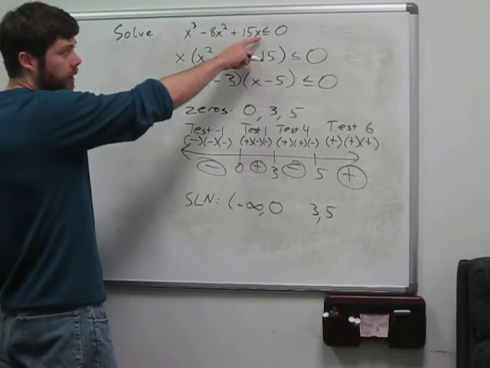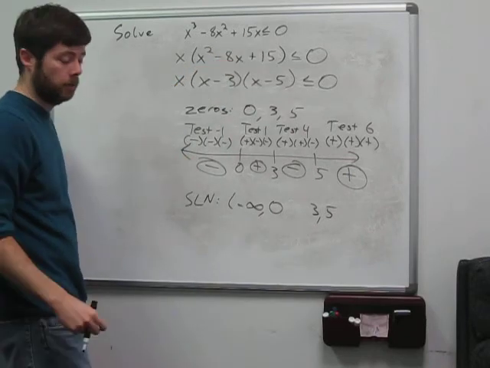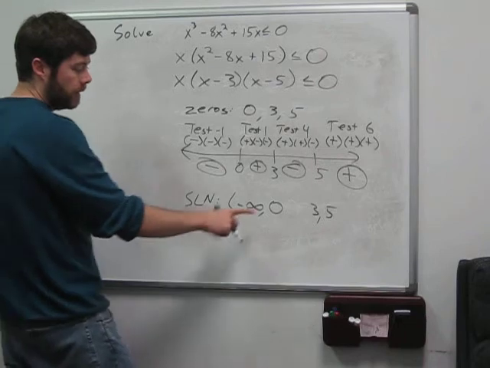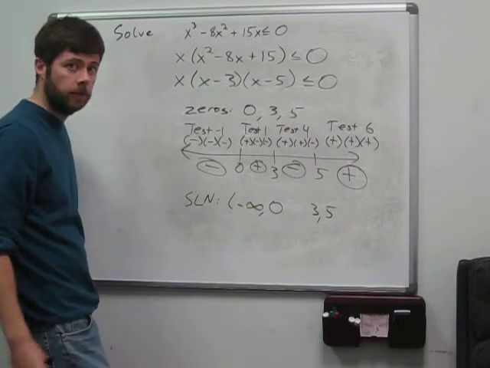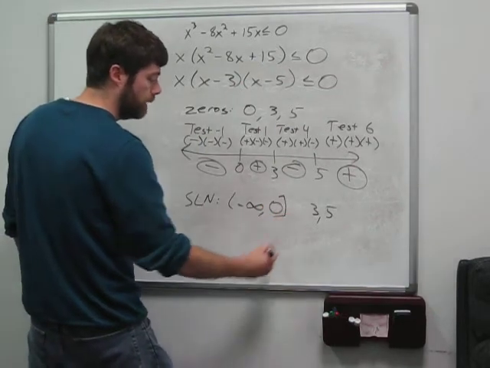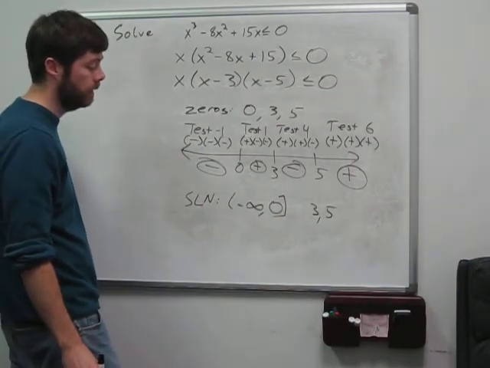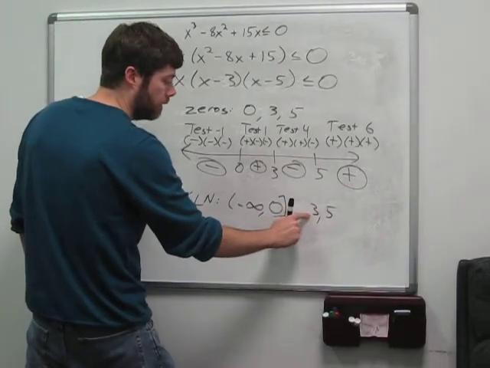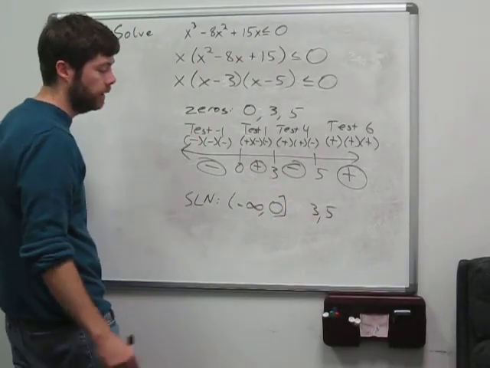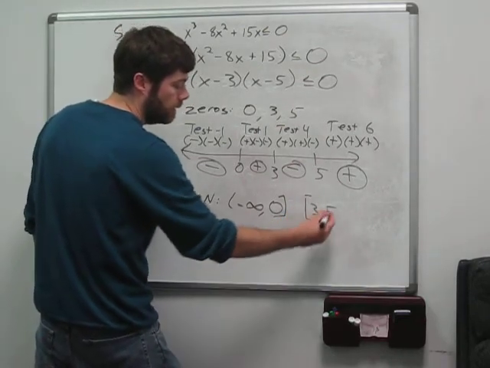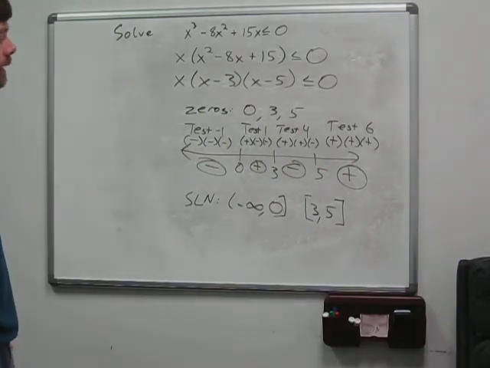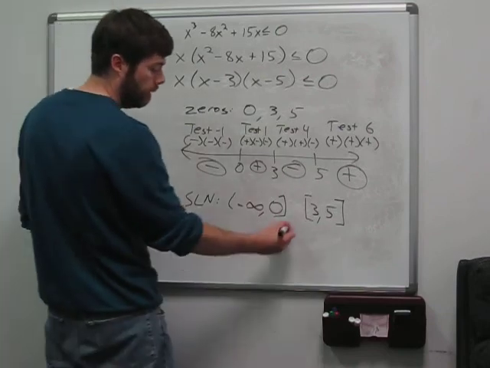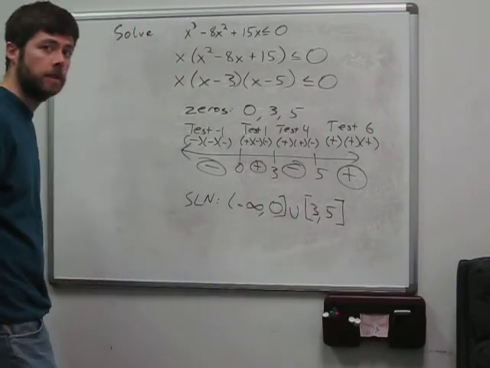And because we are talking about less than or equal to, 0 is also a solution, because 0 makes the polynomial equal to 0. So we'll use a bracket to include the 0. 3 also makes our polynomial equal to 0, as does 5. So because of the less than or equal to sign, we use brackets at the endpoints of our subintervals. And to finish it off, we use the union sign in between.